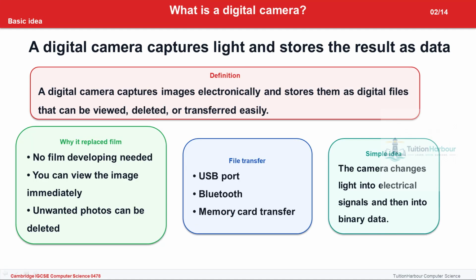What is a digital camera? A digital camera captures images electronically and stores them as digital files. Unlike film cameras, photographs can be viewed immediately, deleted, edited, and transferred using USB, Bluetooth, or a memory card.